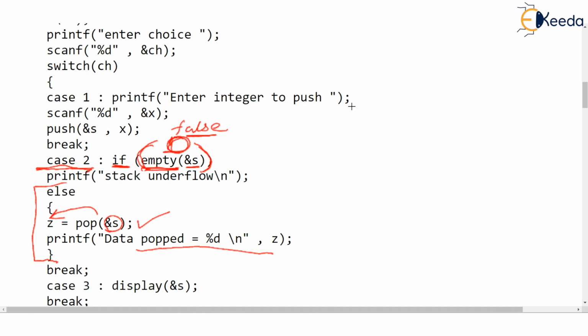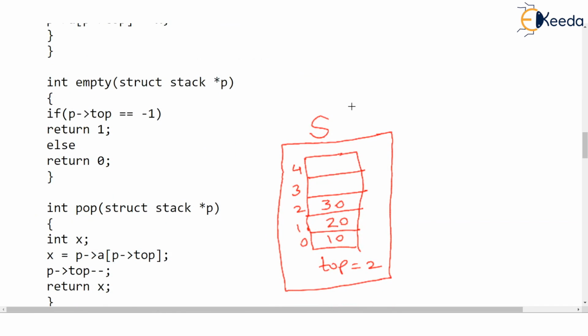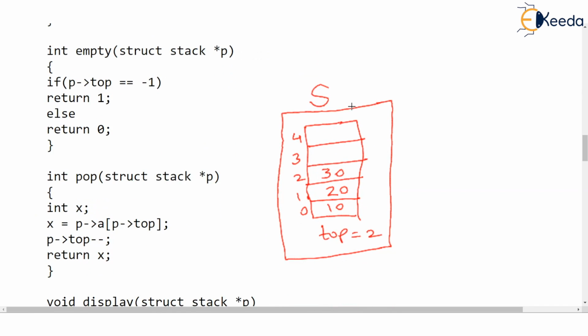Let's look at empty function. The empty function here gets the address of the stack, address of S. That means P is a pointer which will point to S. Recall, when is such a stack empty? The stack is empty if top is -1. Recall from our first video in this series, stack using arrays. So we are inquiring, is P arrow top equal to -1?